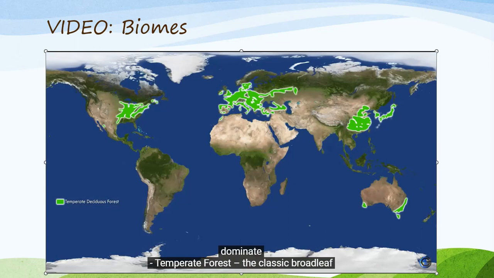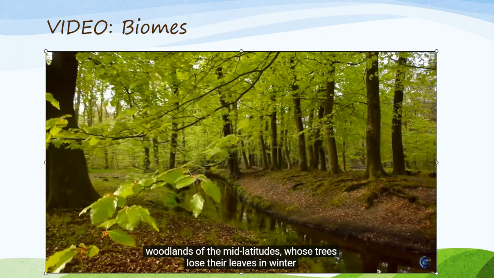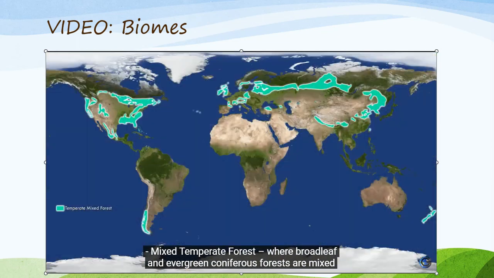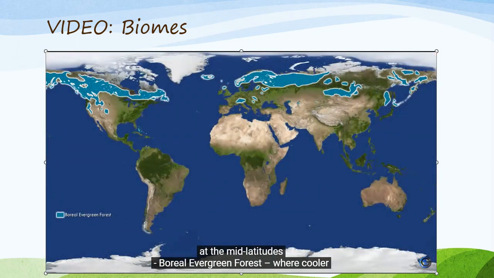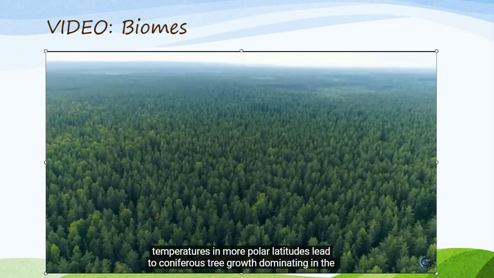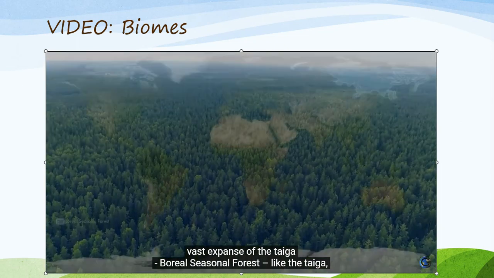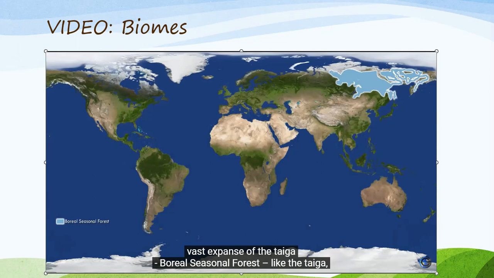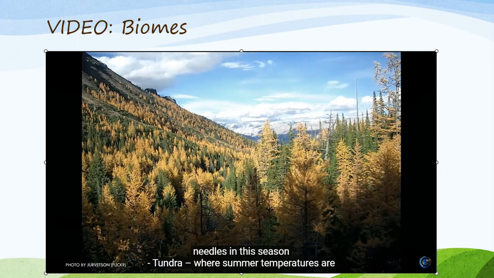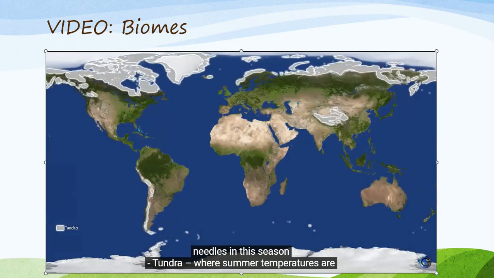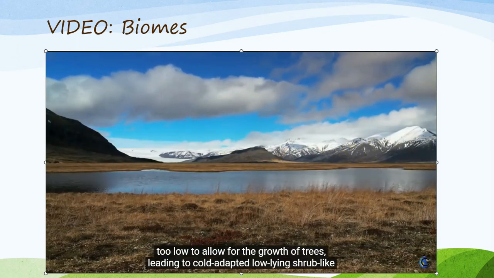Temperate forest, the classic broadleaf woodlands of the mid-latitudes, whose trees lose their leaves in winter. Mixed temperate forest, where broadleaf and evergreen coniferous forests are mixed at the mid-latitudes. Boreal evergreen forest, where cooler temperatures in more polar latitudes lead to coniferous tree growth dominating in the vast expanse of the taiga. Boreal seasonal forest, like the taiga, but where the winters are so severe that even the supposedly evergreen conifers lose their needles in this season. Tundra, where summer temperatures are too low to allow for the growth of trees, leading to cold-adapted, low-lying shrub-like vegetation.